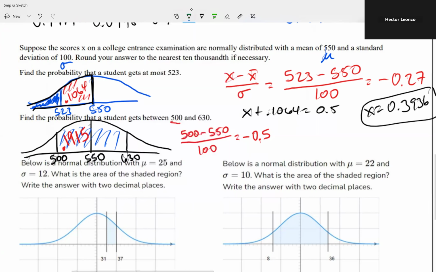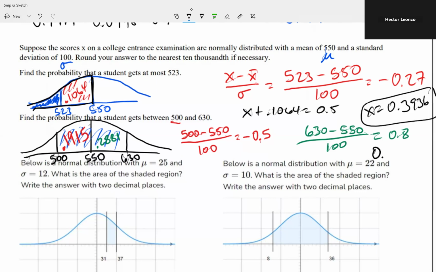The other part, I'm going to use green for this case. The number I'm testing is 630, right? So 630 minus 550, which is the mean, divided by the standard deviation, gives me a z-score of 0.8. According to my table, 0.8 gives me 0.2881. So for the blue, shouldn't I just add the two areas that I found? Yes. And my answer here is going to be 0.4796.